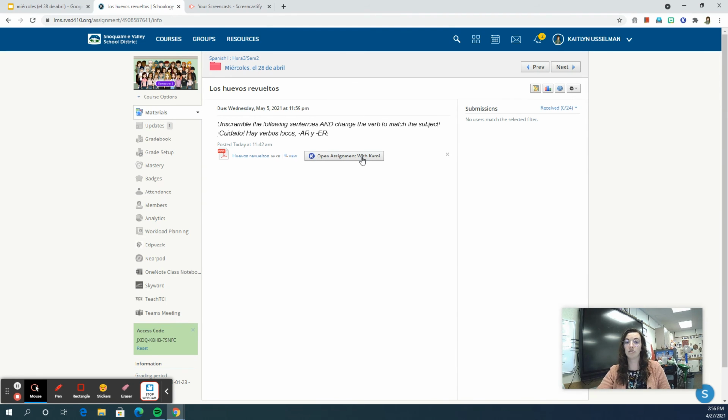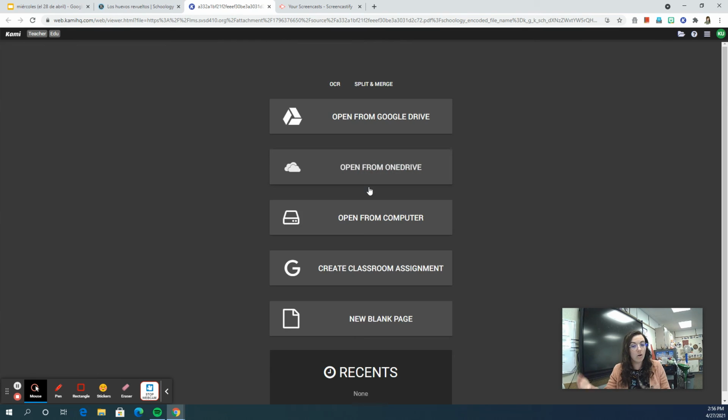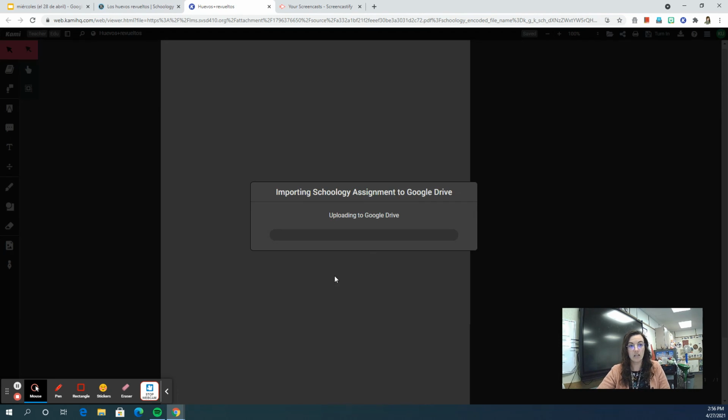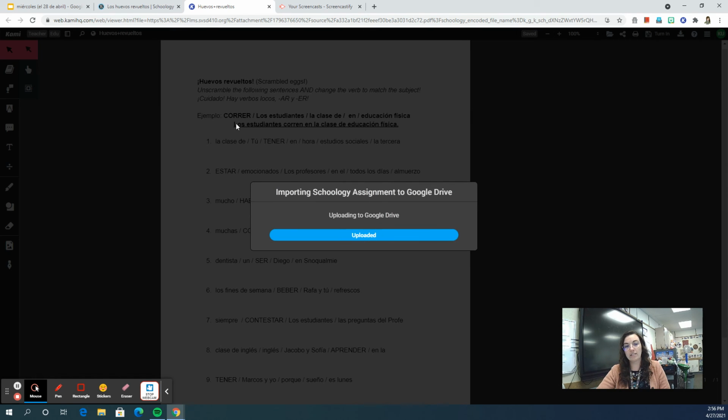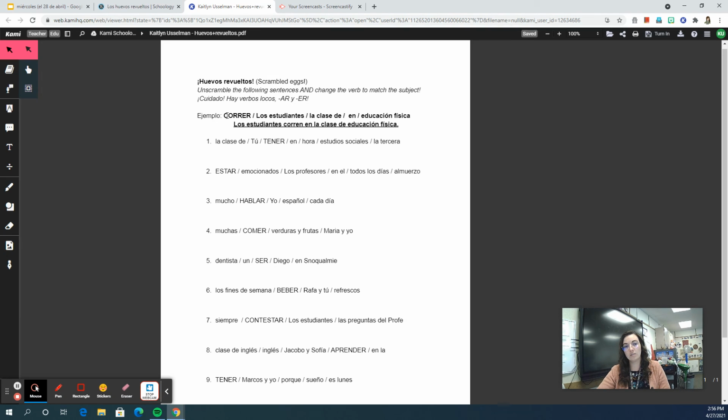Cuidado. Hay verbos locos, AR and IR. There are ser, tener, estar, AR verbs, and ER verbs. We got the whole crew coming. So for an example, your sentences are going to look like this one up at the top. We've got correr, los estudiantes, la clase de español, or la clase de, and en educación física. And you have to unscramble the words and conjugate the word correctly to make a sentence that makes sense. Los estudiantes corren en la clase de educación física.